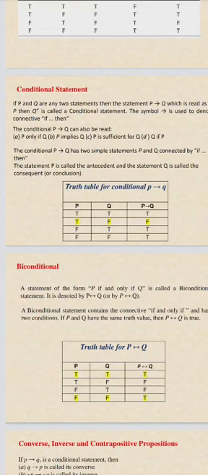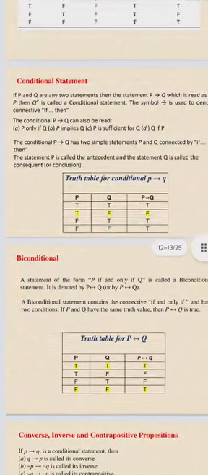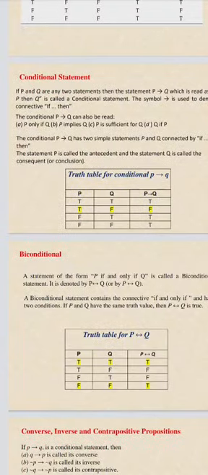Then it is also read as P only if Q. If P then Q, the statement is also read as P only if Q. Next, P implies Q is also read as P is sufficient for Q. Then it is also read as Q if P.